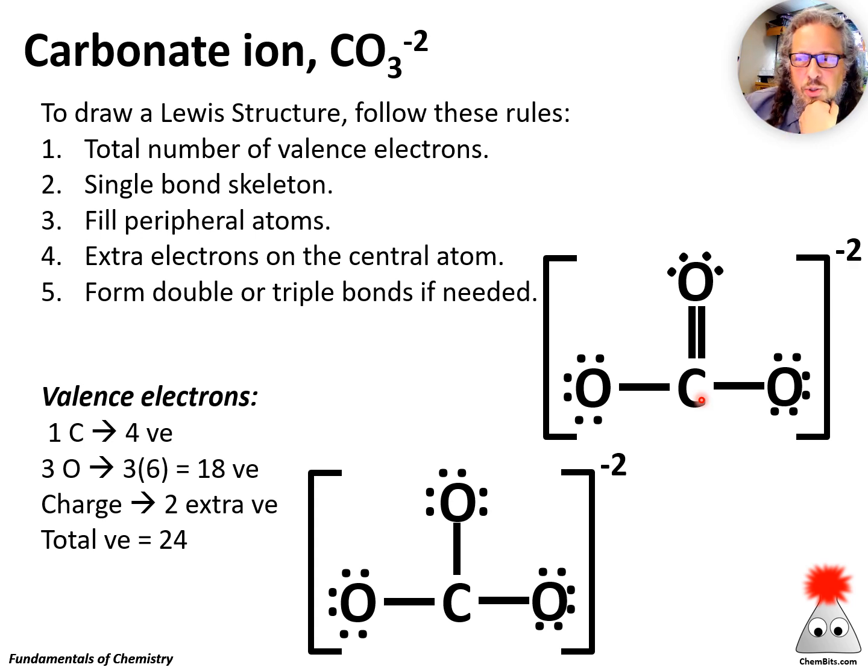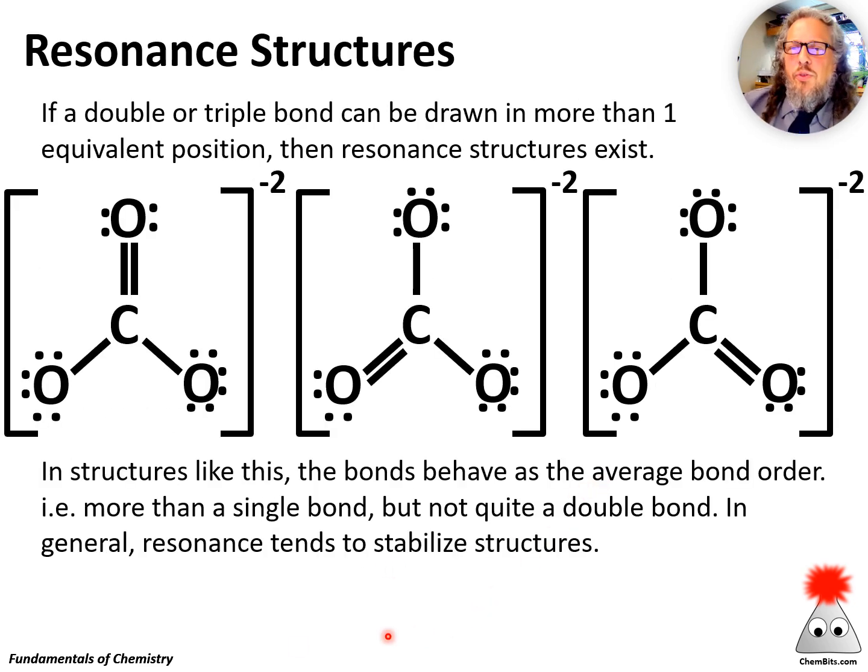Now looking at that structure, I could have made this double bond on any of these three, right? I just kind of picked this one. And to be honest, I picked this one because I knew that was my next picture. But I could have made my double bond down here, and it would have been really the same molecule. So what happens when we've got situations like this? Well, if I look at those carbonates, we have something called resonance structures.